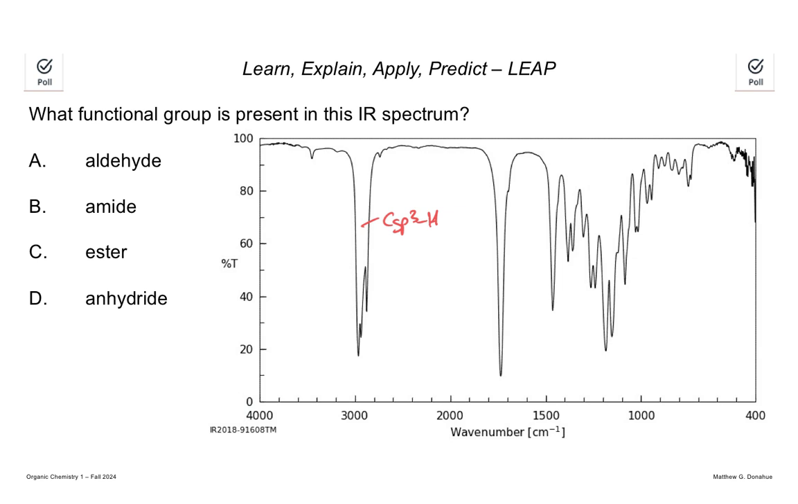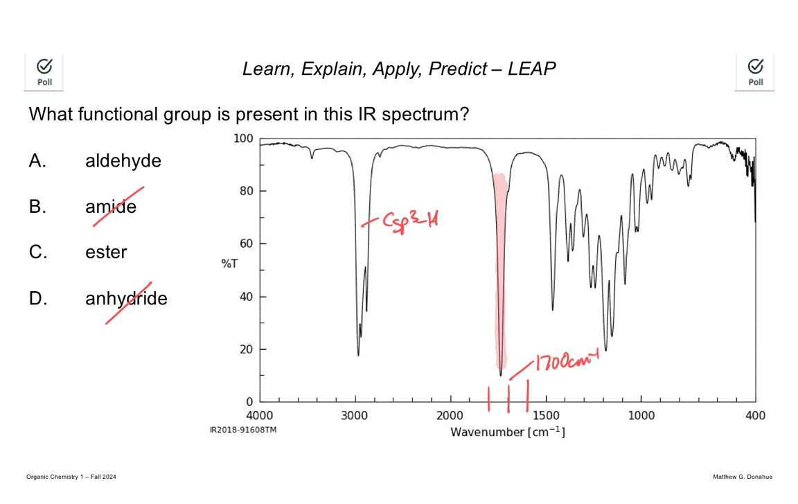We have a carbonyl stretch. So if we look at where that lies, it's between 1700 and 1800. So we can eliminate amide. It's only a single peak, it's not doubled, so we can eliminate anhydride. So we're left with aldehyde and ester.